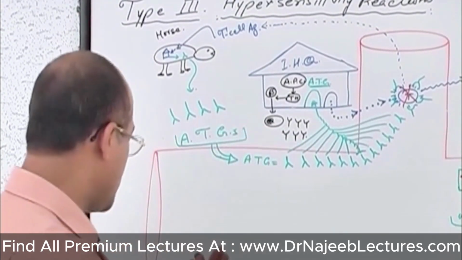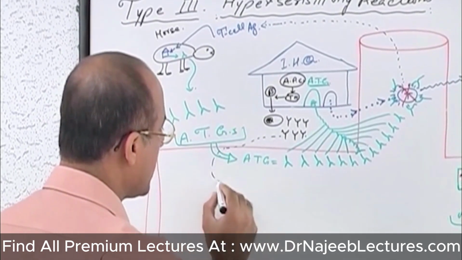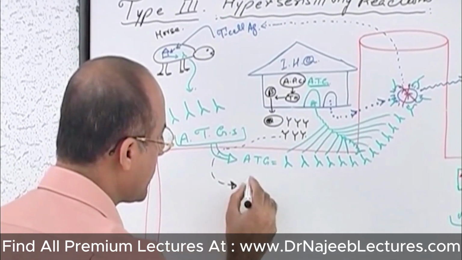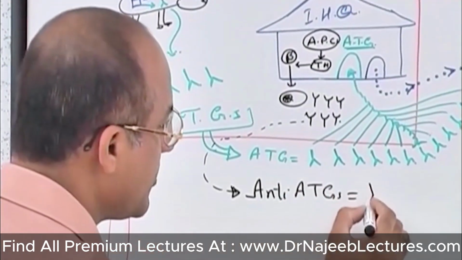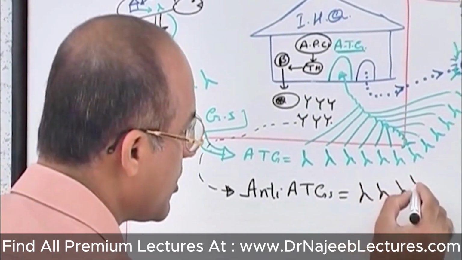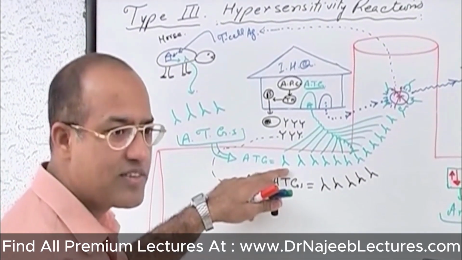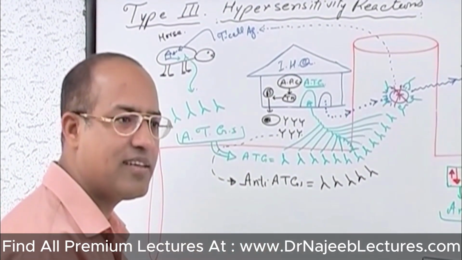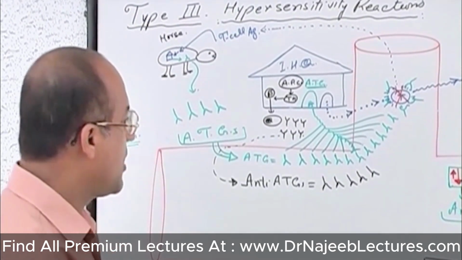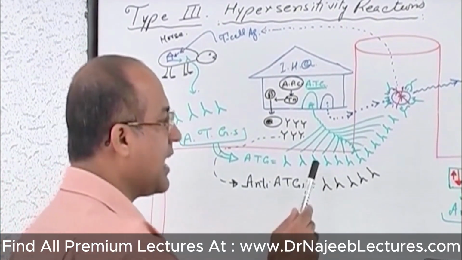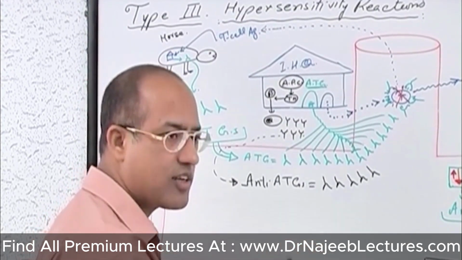anti-ATG antibodies. So eventually this patient will develop what? He will develop, yes, anti-ATGs. Am I clear up to now? Now look, ATGs are now behaving as antigens and anti-ATGs are behaving as antibodies. Is that right? Now, while still in circulation, what will happen? ATGs and anti-ATGs will react with each other, right?